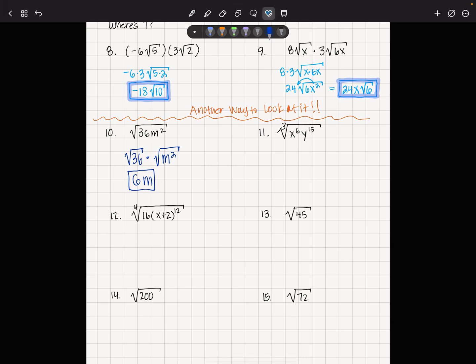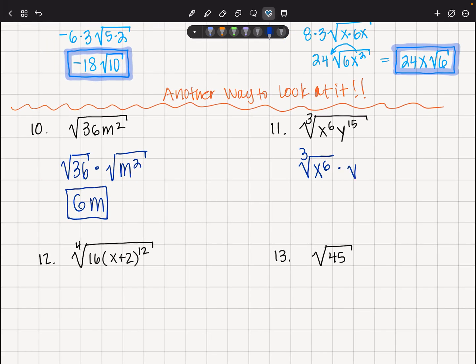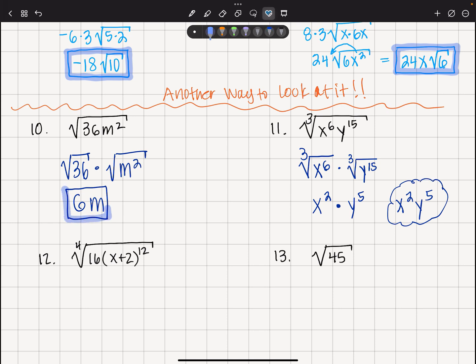Now number 11, I've got the cubed root of x to the 6th, y to the 15th, so I'm going to try this again. The cubed root of x to the 6th times the cubed root of y to the 15th. The cubed root of x to the 6th is x squared from previous lessons, and the cubed root of y to the 15th is y to the 5th. So our answer would be x squared y to the 5th. Use a little bit of color here.